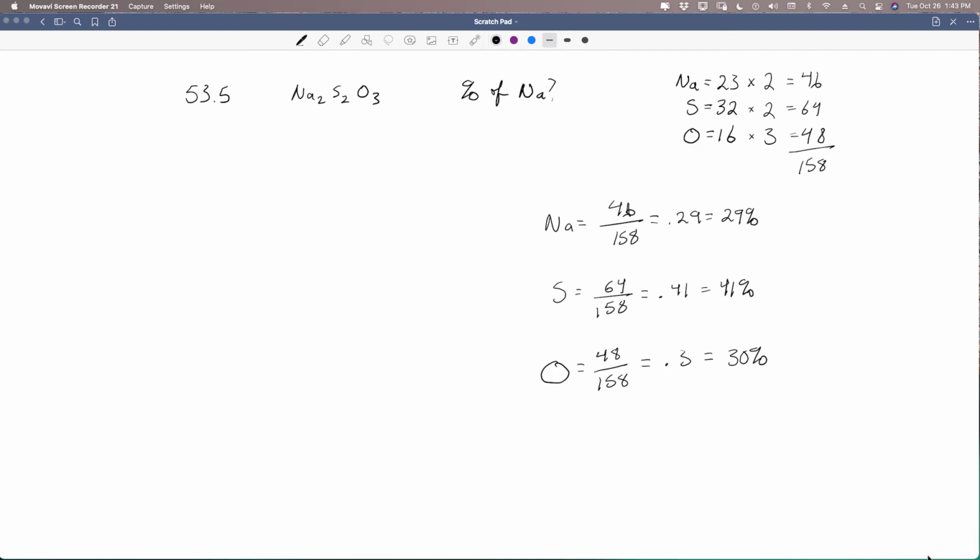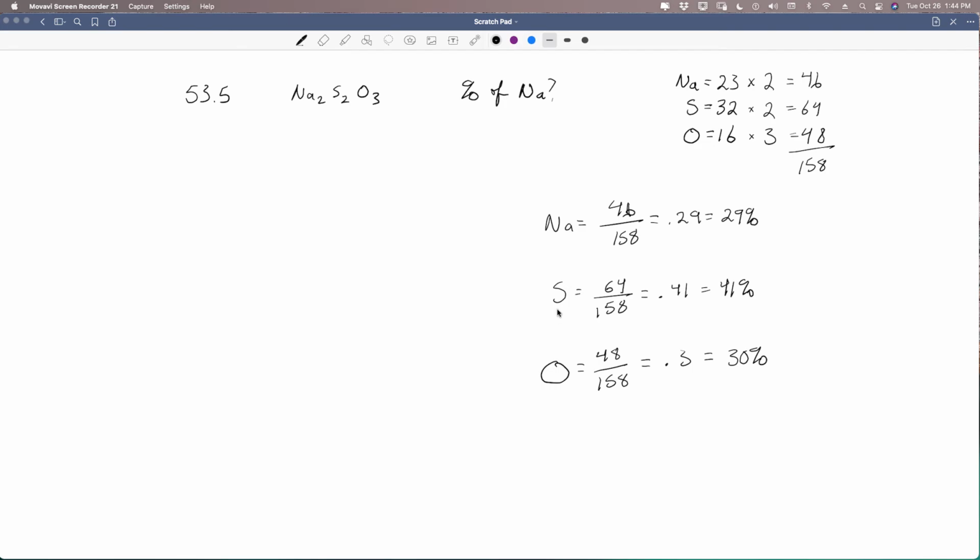All right, so I wrote it out again for you. All we had to do was look at our subscripted number and multiply that times the atomic weight of each individual component. So we had 2 for sodium, 2 for sulfur, and 3 for oxygen, as written here. We multiplied, we got 46, 64, 48. We added all of those weights together and got 158 grams as our total atomic weight for this formula. So for sodium, we had 46 grams out of 158 grams. We divided that, we got 0.29, which means that it's 29% of the total compound.